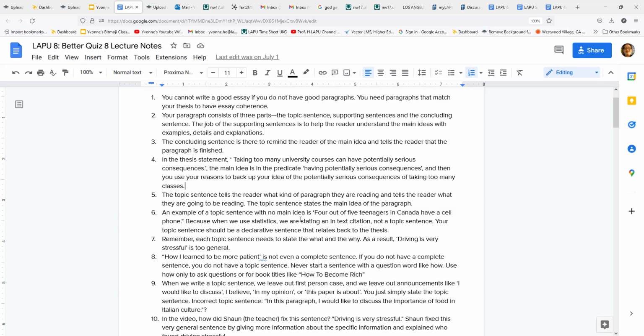An example of a topic sentence with no main idea is: 4 out of 5 teenagers in Canada have a cell phone. Because when we use statistics, we are stating an in-text citation, not a topic sentence. Your topic sentence should be a declarative sentence that relates back to the thesis. So whenever you state a statistic, that's not a topic sentence. Statistics should come as your supporting sentences that support the main idea.